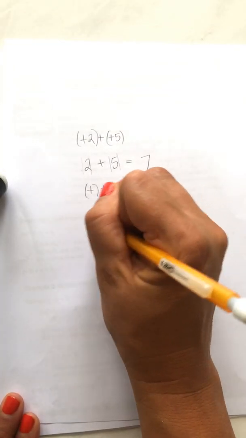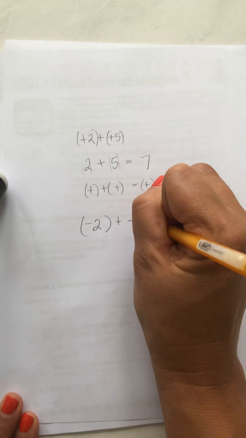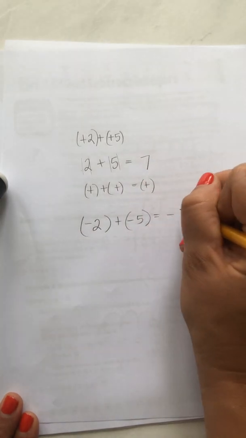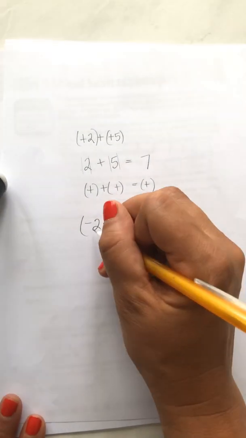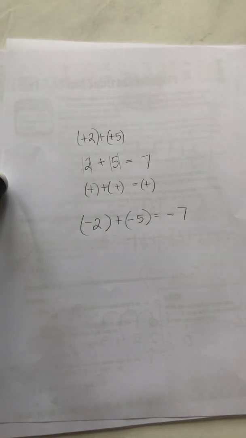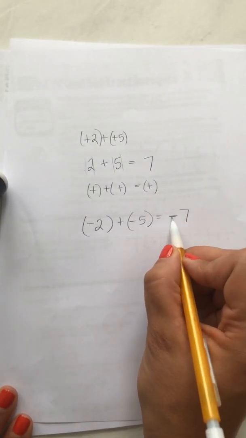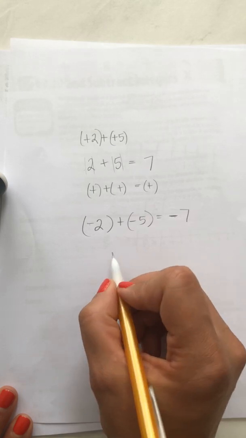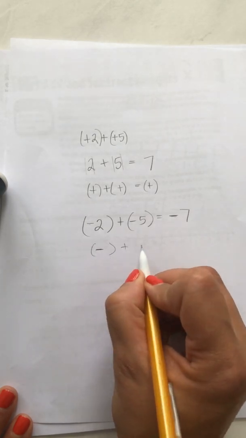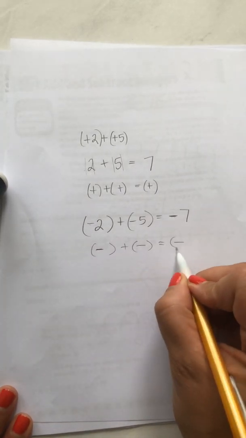Now, if they're both negative, so if I have negative 2 plus negative 5, it's going to give me negative 7. And why? Well, what's the absolute value of negative 2? 2. What's the absolute value of negative 5? 5. So you combine those to get 7. They both are negative, so the rule is you combine those and keep a negative sign. So a negative plus a negative gets you a negative.